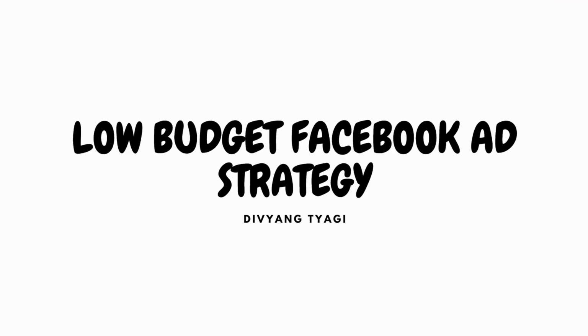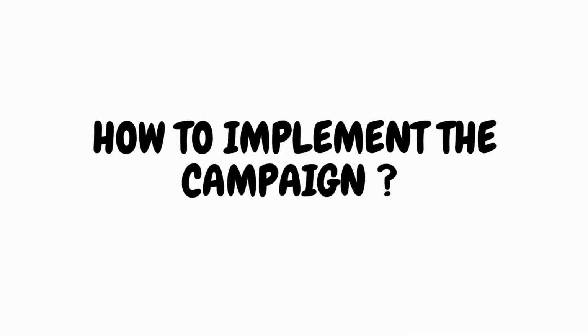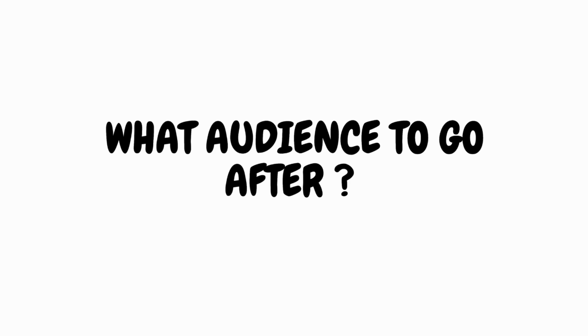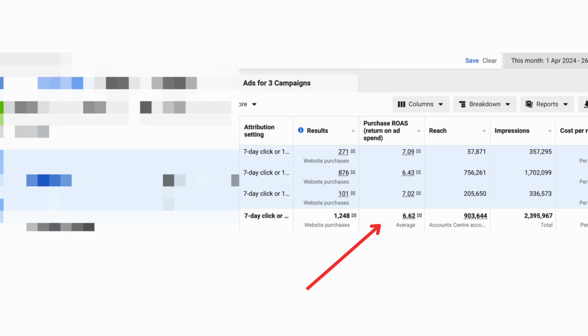So you want to run Facebook ads but don't know where to start from, or you have a very low budget. In this video, I'm going to explain how to run low budget Facebook ads, how to implement them, what audience to go after, and how to structure those ads so that if you invest around $500 to $1,000, you can easily make $3,000 to $4,000 in revenue, and you can get results like this, 6x ROAS, even in 2024. So let's jump into that.